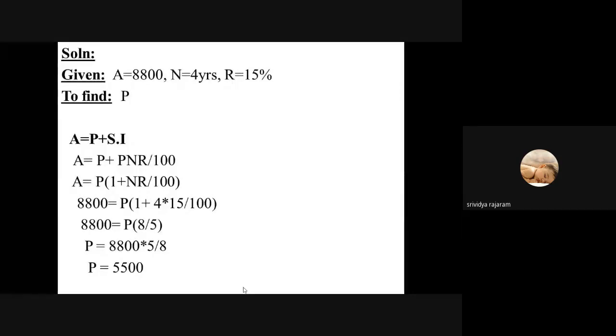So substitute the values. A is given as 8,800, equal to P, which is the value we have to find, into 1 plus N, which is given as 4 years, so 4, into interest, which is given as 15%, so 15 by 100. On simplifying this, we are getting P is equal to 5,500. In this problem, you should make a note that you cannot use any one formula or two formulas separately. Rather, we have to combine both the formulas together in order to calculate the value of the principal amount.